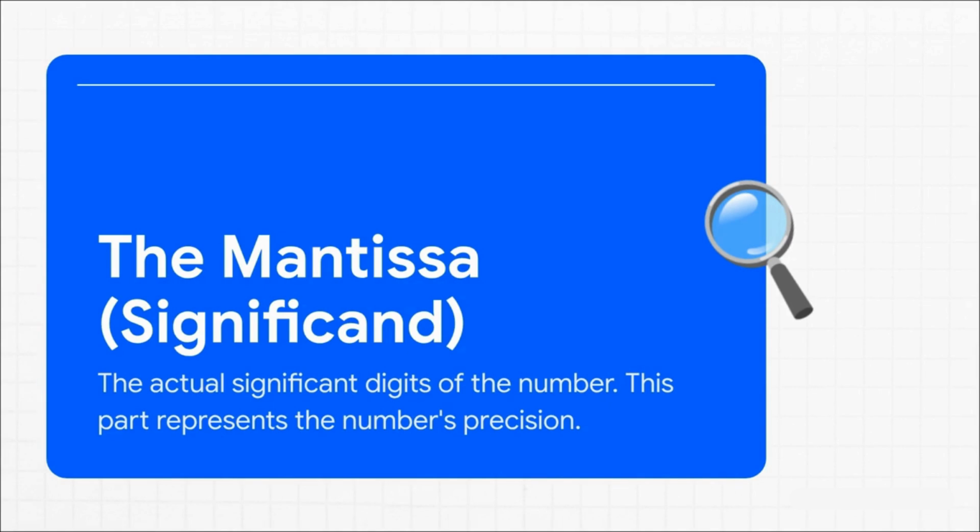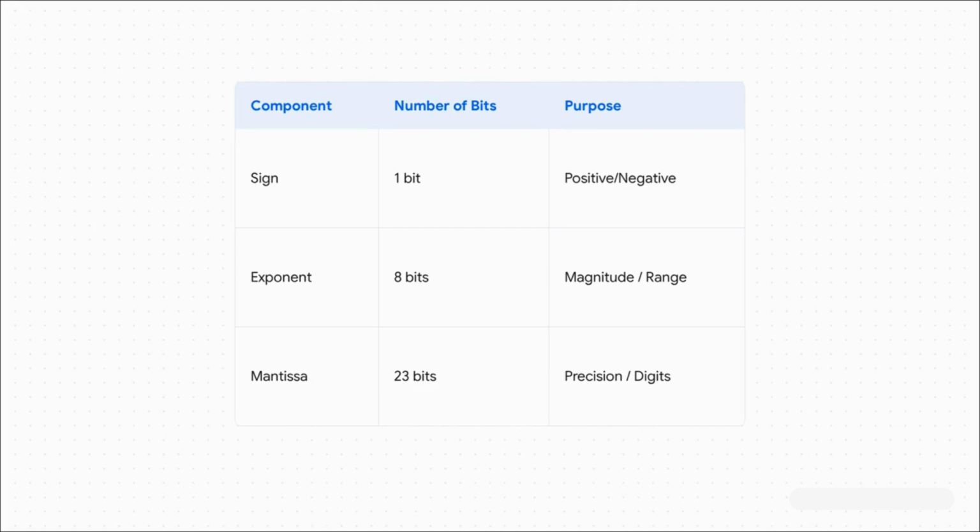This is the heart of the number. It contains all the actual significant digits, and the more bits we can give to the mantissa, the more precise our number can be. So here's how those 3 parts fit into a standard 32-bit number, or what's called single precision. You get 1 bit for the sign, 8 bits for the exponent, and a whopping 23 bits for the mantissa. You can really see the design choice here, can't you? The vast majority of the space is dedicated to precision, to getting those digits just right.